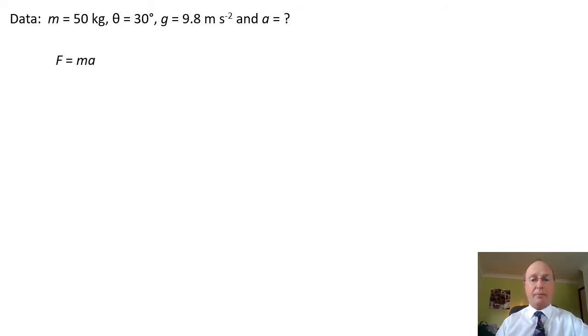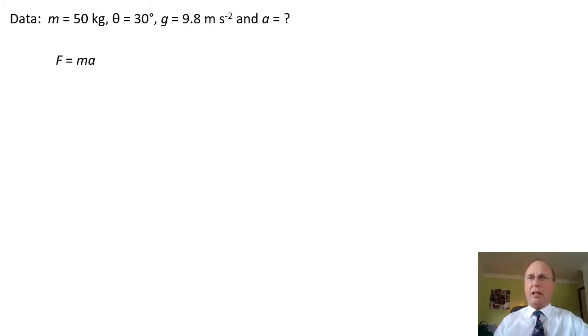So what's the first step? Data. We need to identify the data, with the mass being 50 kilograms, theta equals 30 degrees, g, the acceleration due to gravity, is 9.8 meters per second squared, and we want to find a, the acceleration. We need to choose a formula, F equals ma, which is Newton's second law of motion, probably his most well-known equation. But what does it mean? It means that if we apply a net force F to a mass m, it will accelerate with a. And to calculate a, we can simply rearrange the formula, so a equals F divided by m.